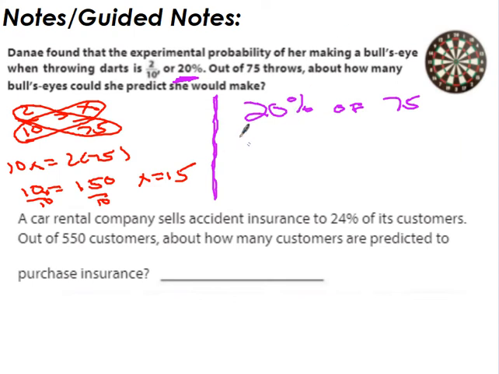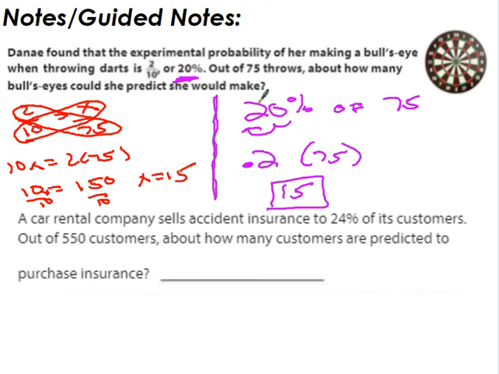Well, now I can convert 20% into a decimal. So 20% to a decimal, I move my decimal over twice, is just 0.2. So 20% of 75 is 0.2 times 75. And then I just multiply those two values. 0.2 times 75 is 15. I'm done.